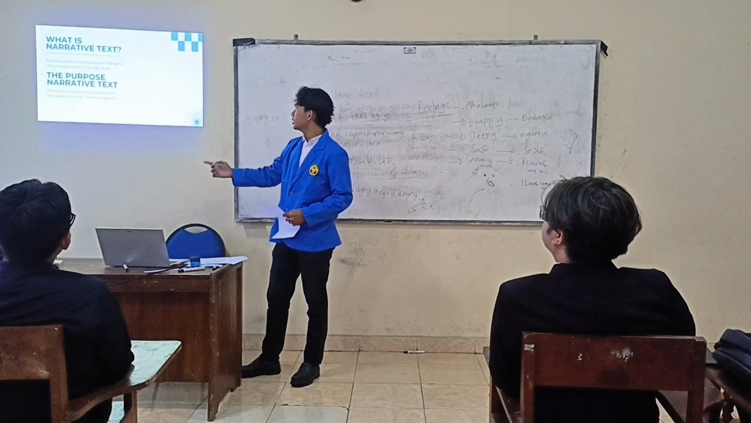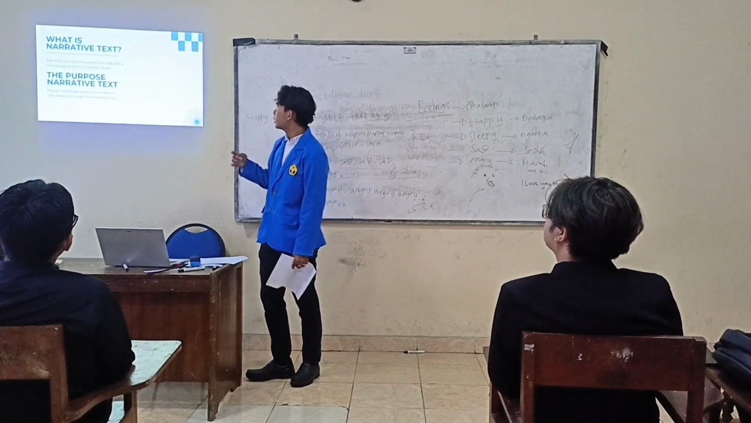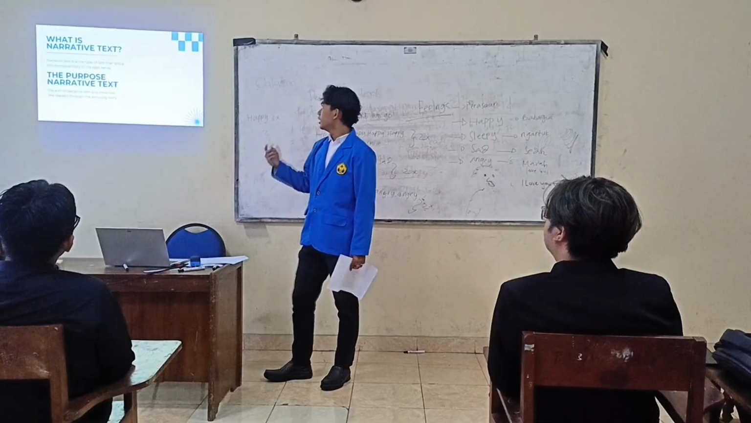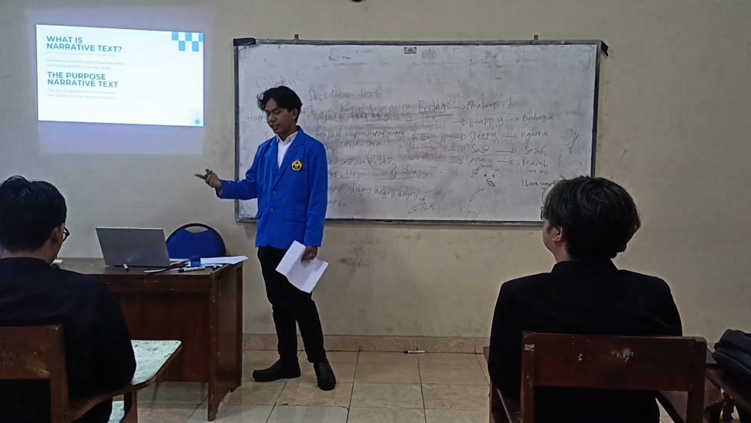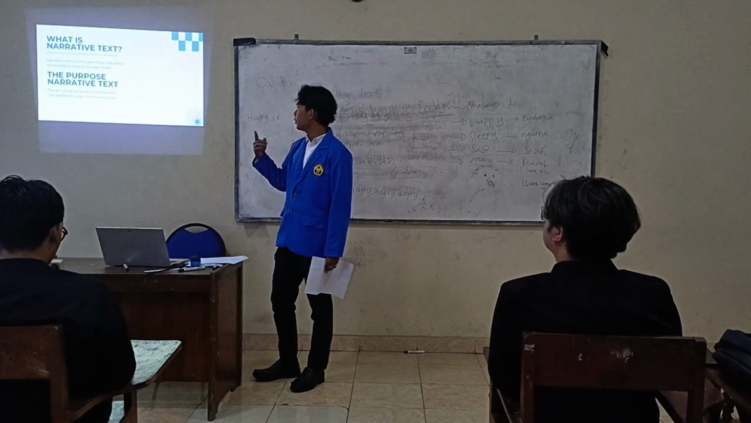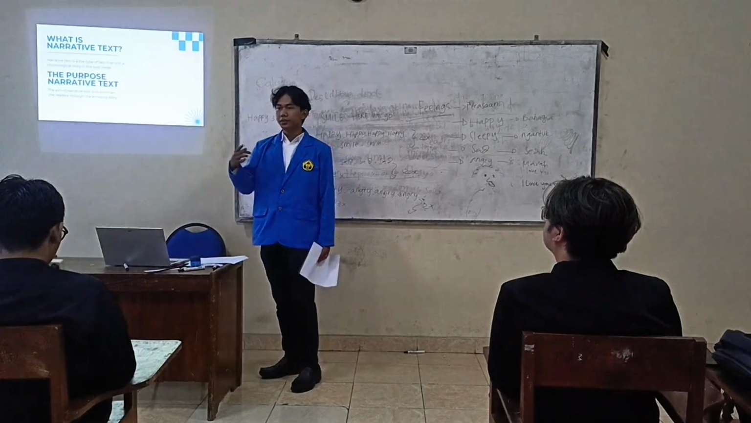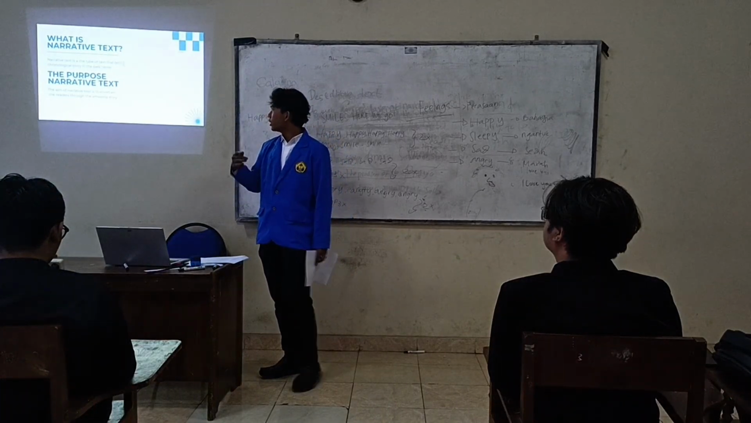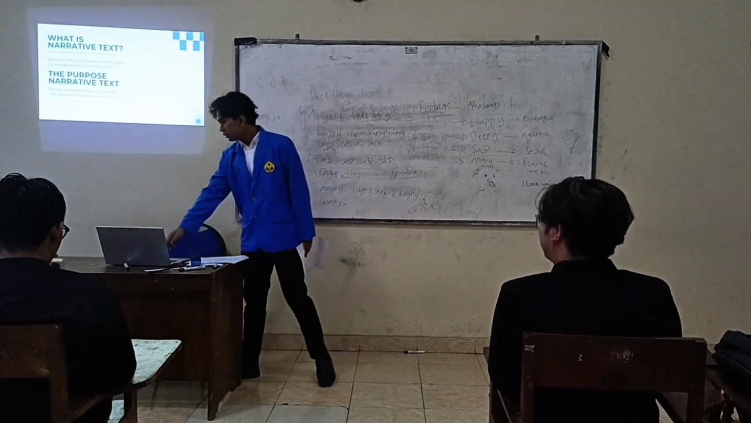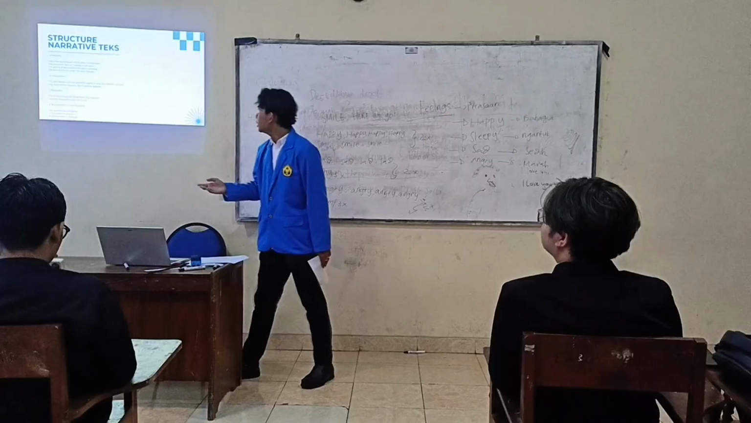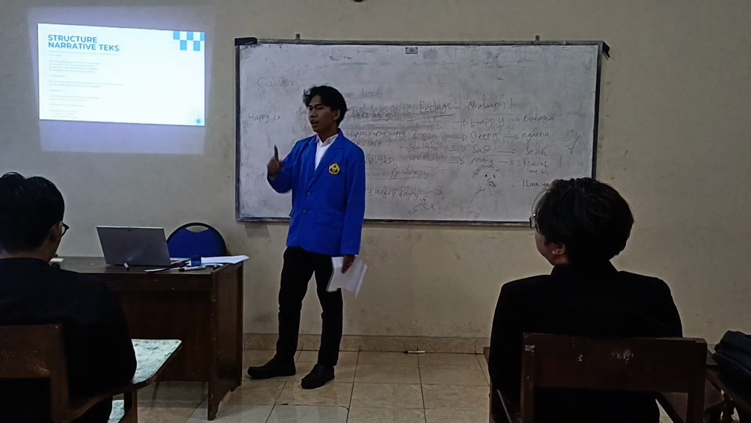First, what is narrative text? Narrative text is the type of text that tells a chronological story in the past tense. The purpose of narrative text, the aim of narrative text, is to entertain the readers through a moving story. Then, the structure of narrative text. 1.